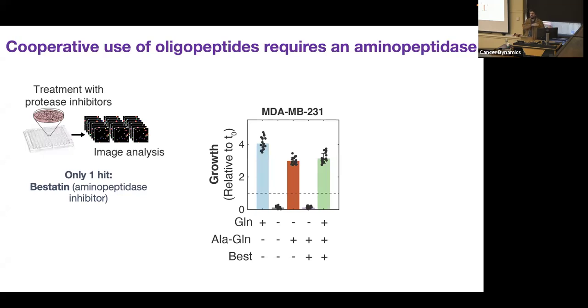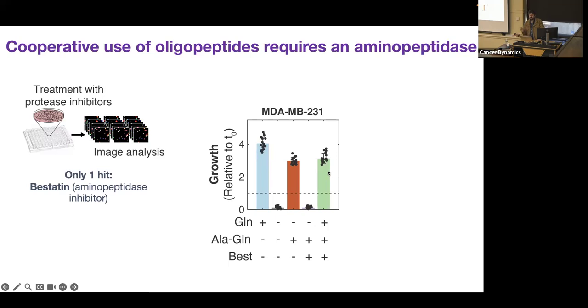That allows us to really quickly remove anything that was toxic. And we found this one hit, which is called bestatin. It's an aminopeptidase inhibitor. And this is the type of result that we get. These are the cells growing on their own with glutamine, super happy. You remove glutamine, they do not grow. You can rescue them, because they are at a fairly high density, with the dipeptide. But if you add bestatin, they cannot grow anymore.